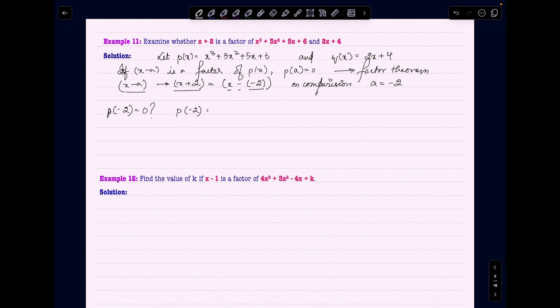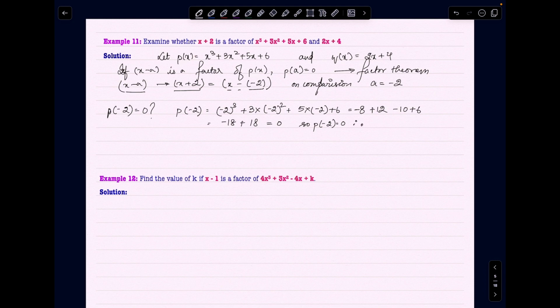Understood? P of minus 2 means x cube means minus 2's cube, plus 3x square means 3 into minus 2's square, plus 5x means 5 into minus 2, plus 6. Got my point? So minus 2 cube is minus 8. Plus 3 into minus 2 square, 3 into 4, is plus 12. Plus 5 into minus 2 is minus 10, plus 6. So this is minus 8 minus 10 is minus 18, plus 12 plus 6 is plus 18. So minus 18 plus 18 gives what? 0. So p of minus 2 equals 0.